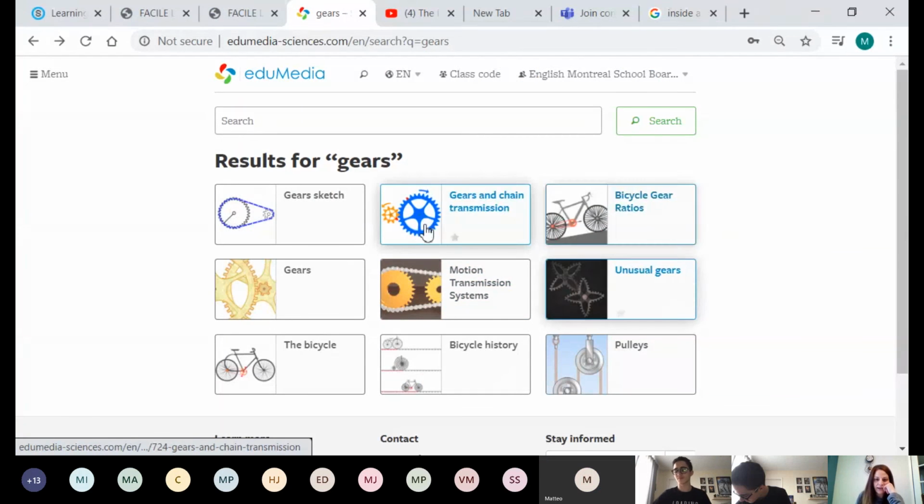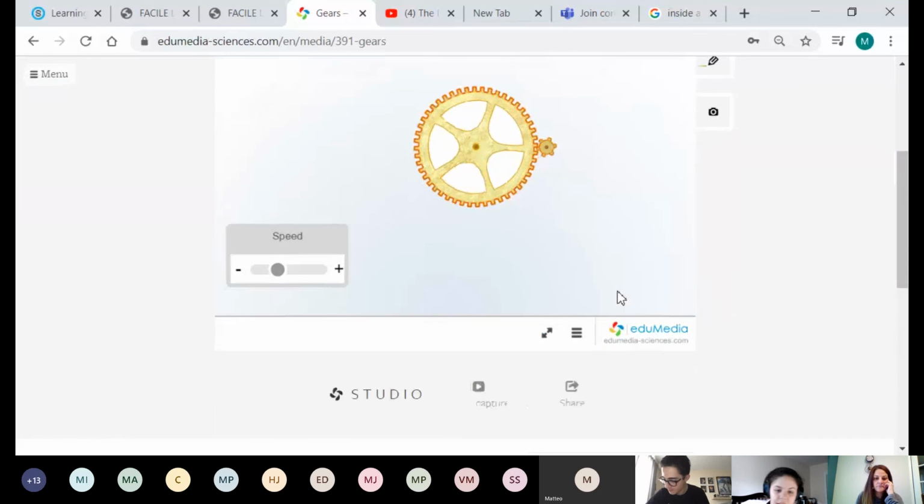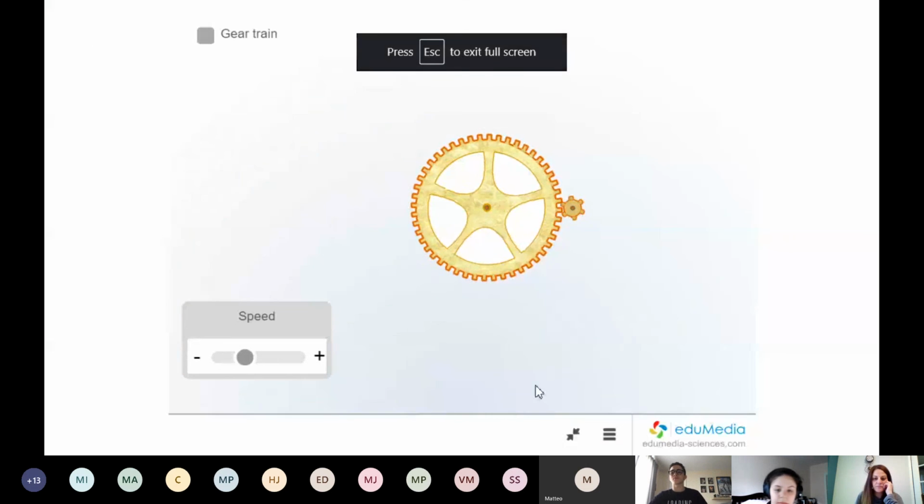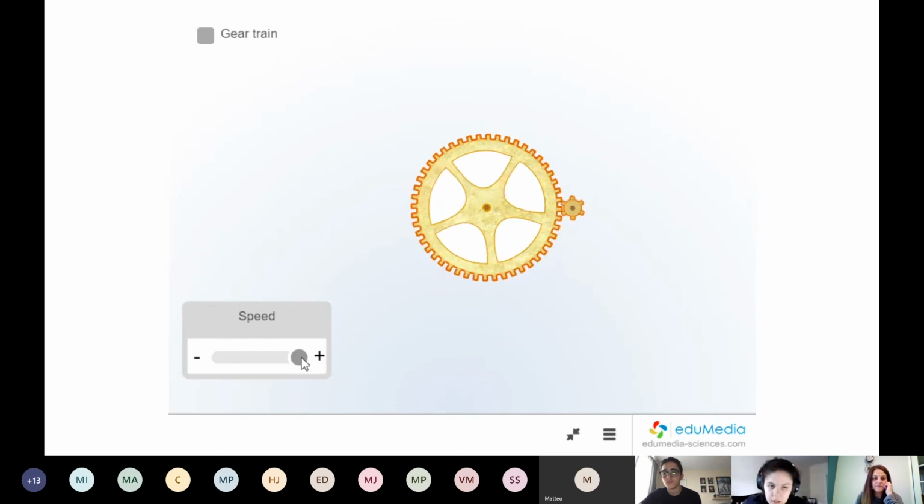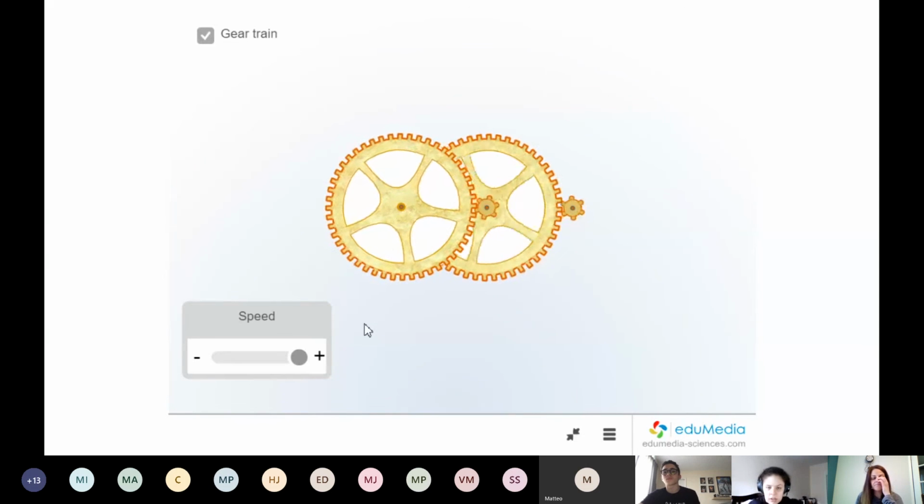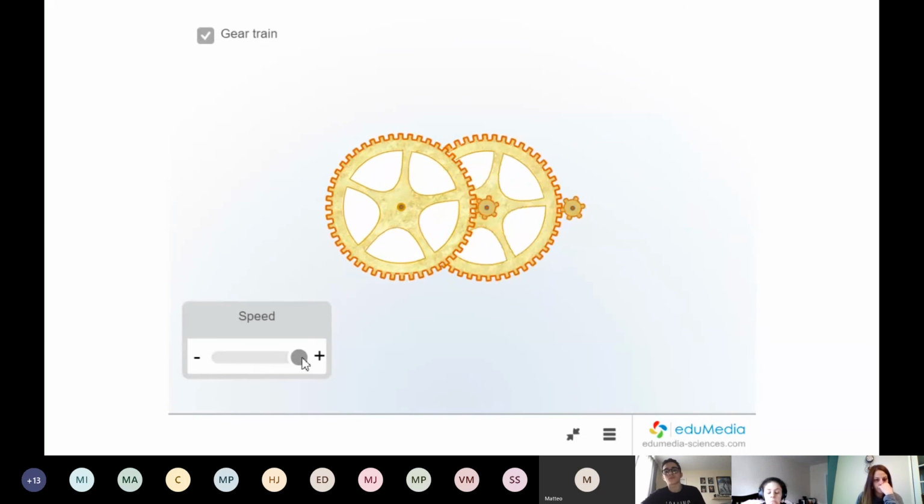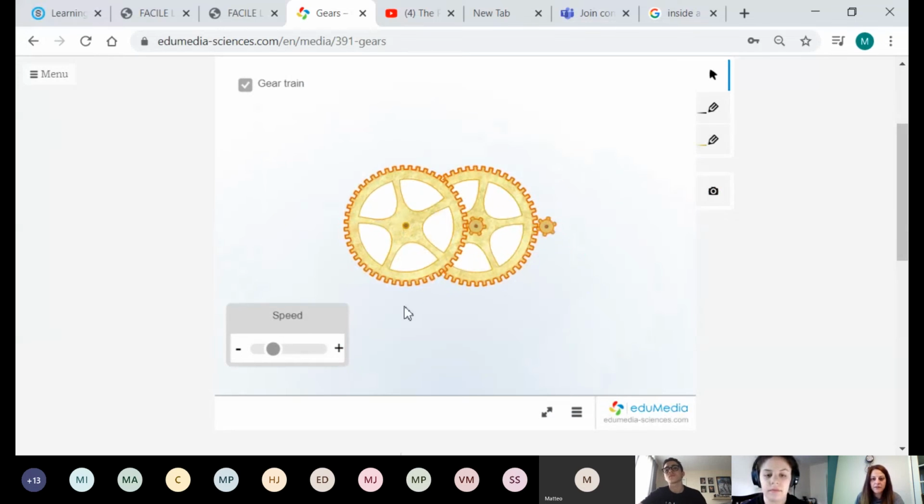Oh, you did? Okay. What else can we play around with here? Gears again. Oh, they're just playing around here with the speed. So I'm assuming the driver is the larger one and the driven is the smaller one. Then they do a gear train where you have a few. There you go. What else?